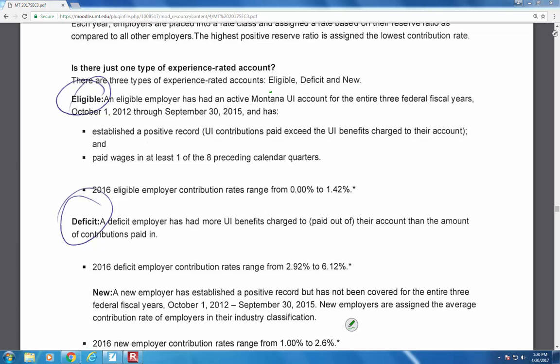So an eligible or surplus employer is one where, over 3 years, I think I said 1, it's 3, contributions paid exceed the benefits charged to their account. So they're making money for the state, so to speak, like any insurance pool does.